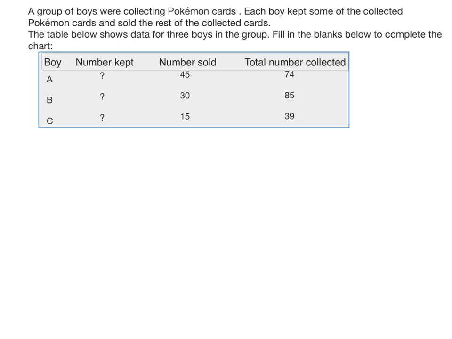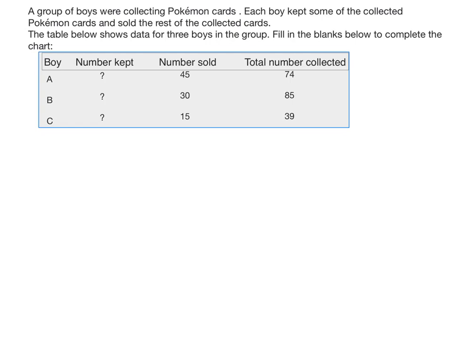All right, so let's look at this sample question. You're going to have something like this similar on the test. So let's get started. A group of boys were collecting Pokemon cards. Each boy kept some of the collected Pokemon cards and sold the rest of the collected cards. The table below showed data for 3 boys in the group. Fill in the blanks below to complete the chart.